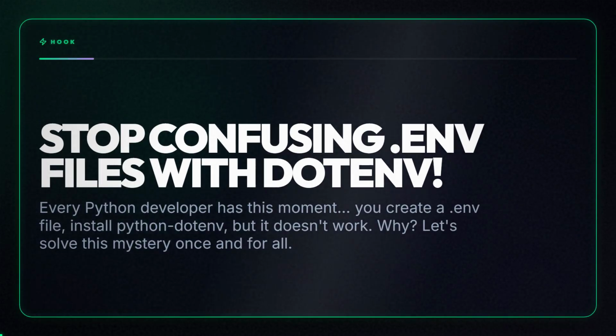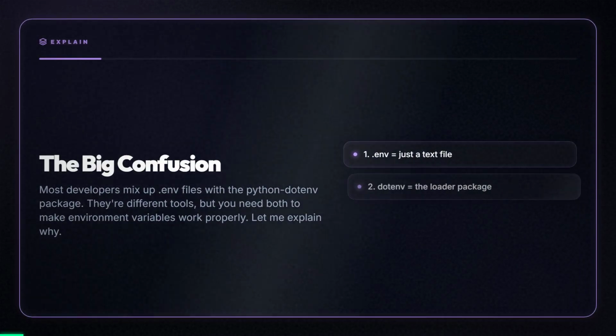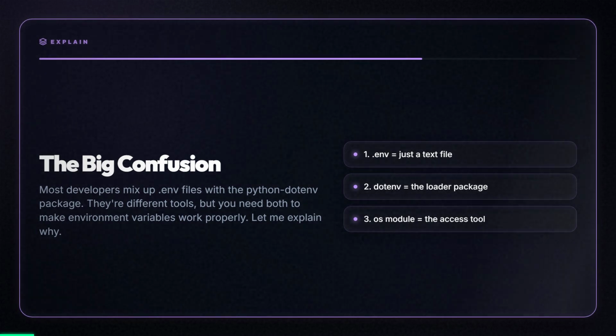Every Python developer has this panic moment. You make a .env file, install python-dotenv, run your code, but it ignores your variables. Today, let's fix this mystery forever. Most developers mix up .env files with python-dotenv. These are different tools, but you need both to make variables work. Let's explore why this happens.